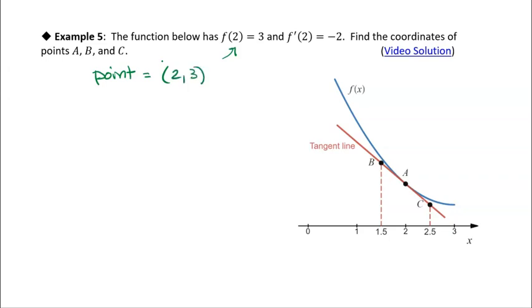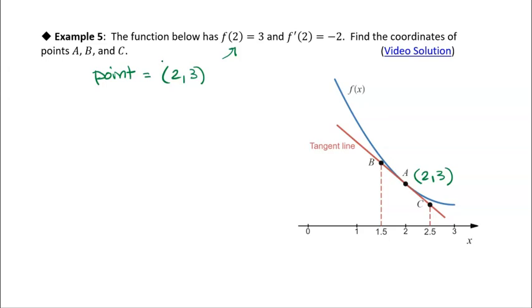The x value is 2, the y value is 3, which is the value of the function. So this point right here is 2, 3. All right. Now, the other 2 points are on the tangent line. So if we have an equation for the tangent line, then we can find these other points.